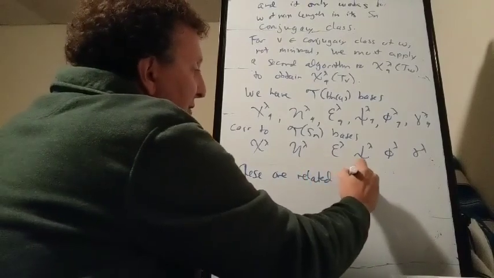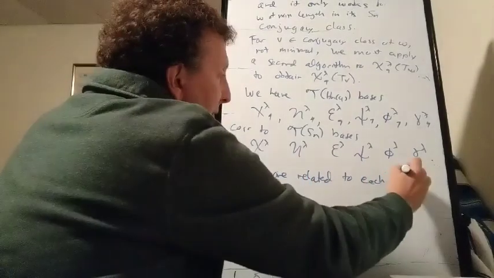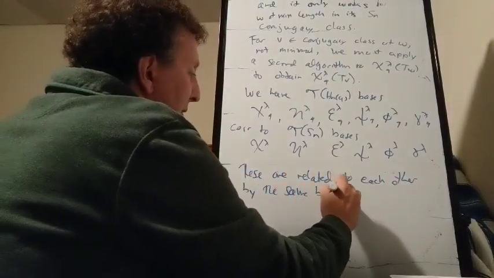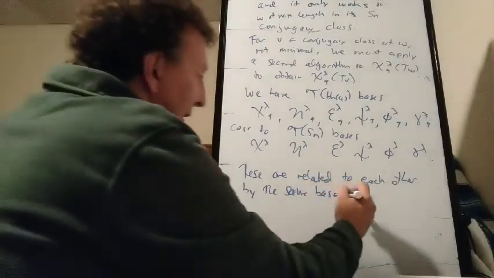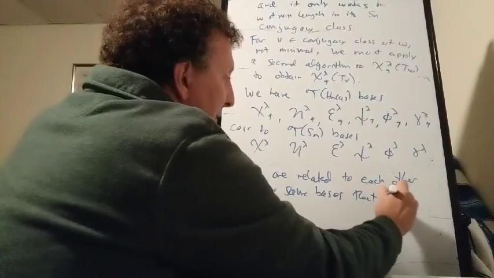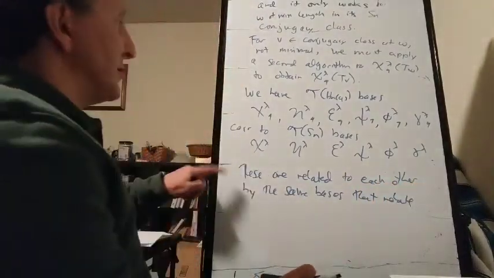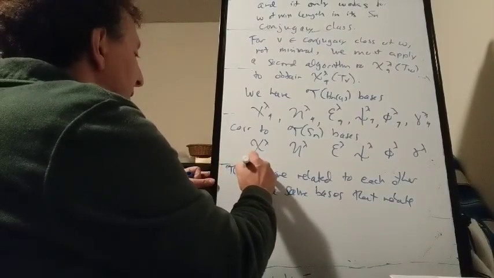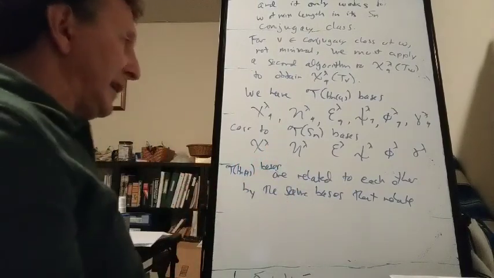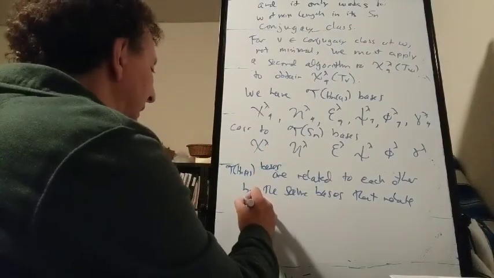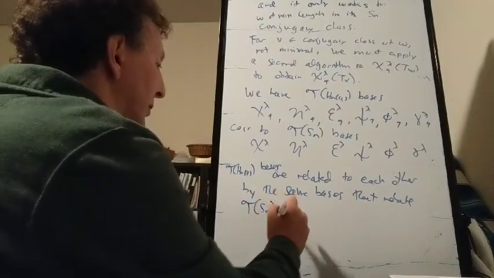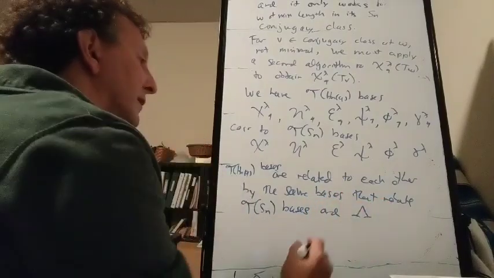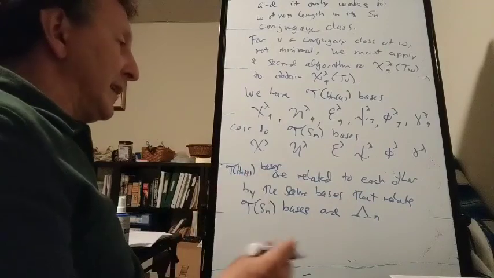So these are related to each other by the same bases. Maybe I shouldn't say these. So Hecke algebra trace space bases are related to each other by the same bases that relate symmetric group trace space bases and symmetric function, homogeneous degree n symmetric function bases.